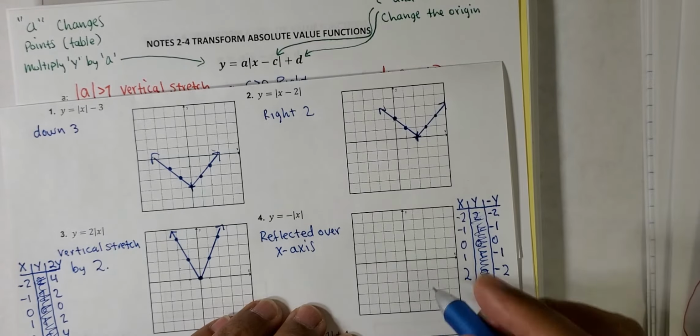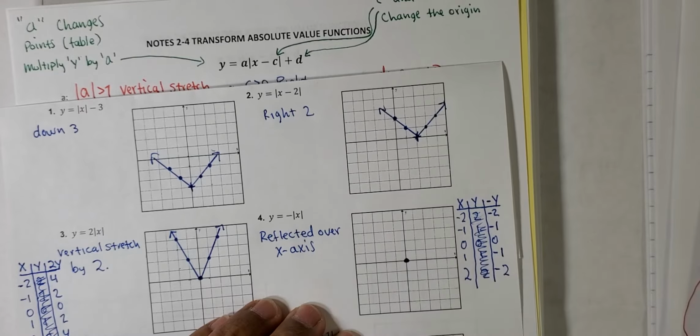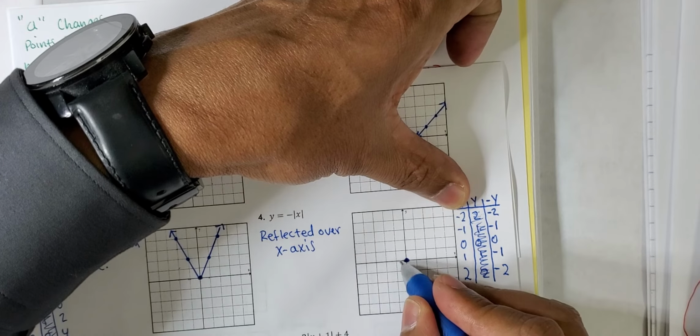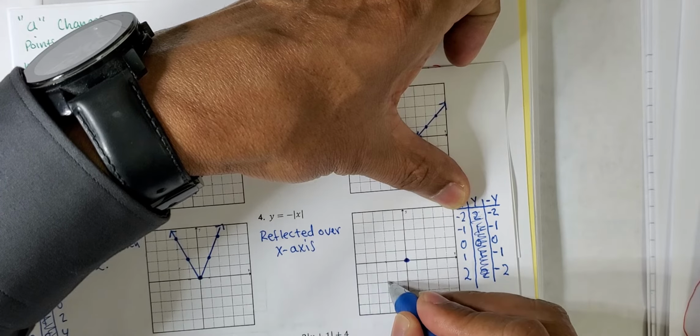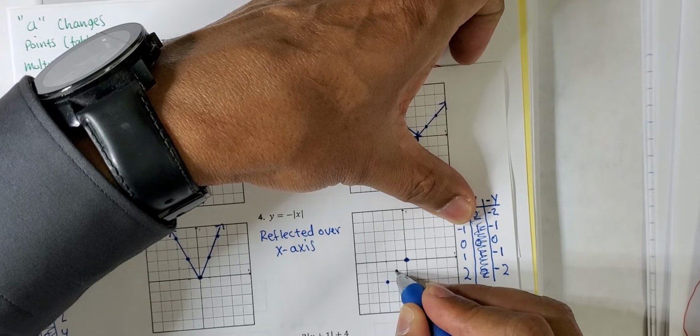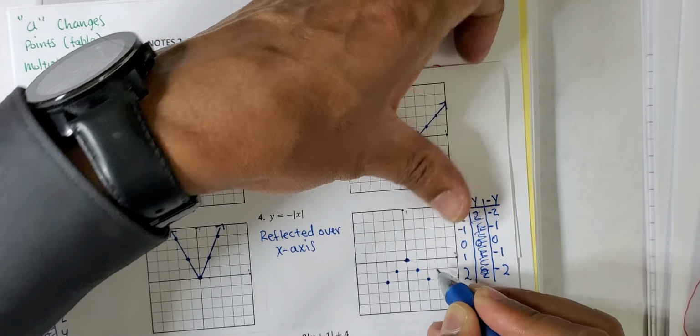Okay, so again, the origin is not going to get shifted up, down, left, or right. So it's going to be here. So this is the origin. And if I go left 2, okay, left 2, now I need to go down 2. If I go left 1, I'm going to go down 1. And right 1, down 1, right 2, down 2.